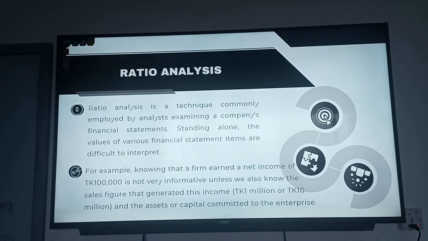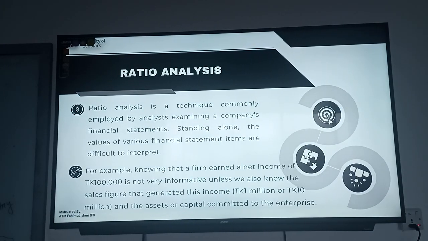Moving on to ratio analysis, which is a technique commonly employed by analysts examining a company's financial statements. For example, knowing that a firm earned a net income of 100,000 is not very informative unless we also know the sales figure that generated this income, 1 million or 10 million, and the assets or capital committed to the enterprise.